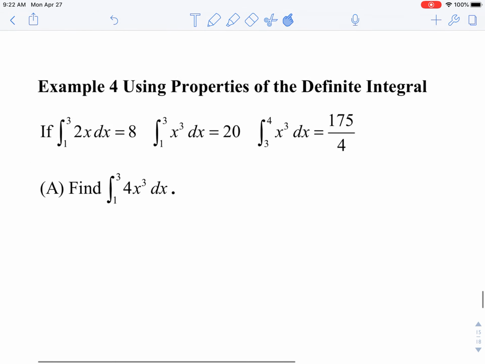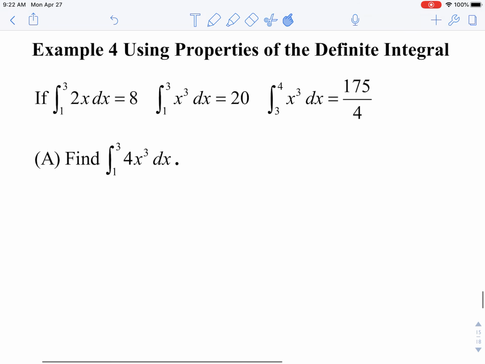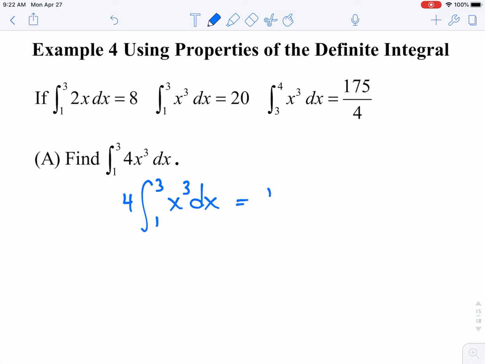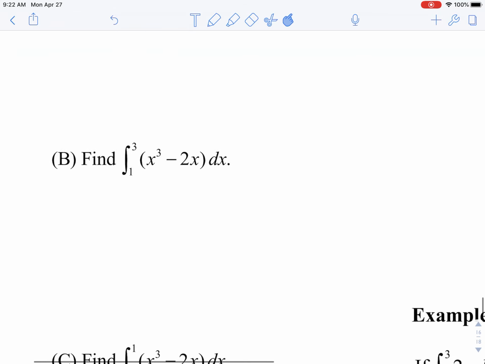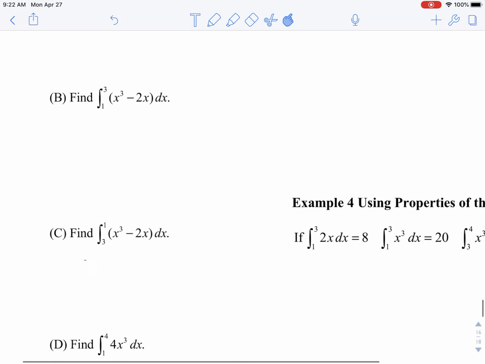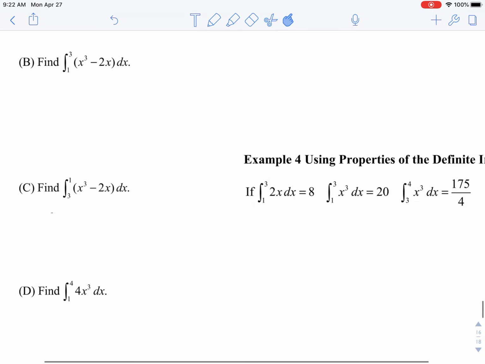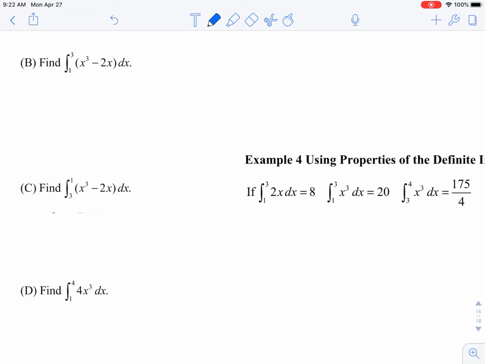So let's look at using some properties. Here are some definite integrals. Finding the integral from 1 to 3 of 4x cubed would be the same as taking 4 times the integral from 1 to 3 of x cubed dx. And that's defined as 20. So this would be 4 times 20.